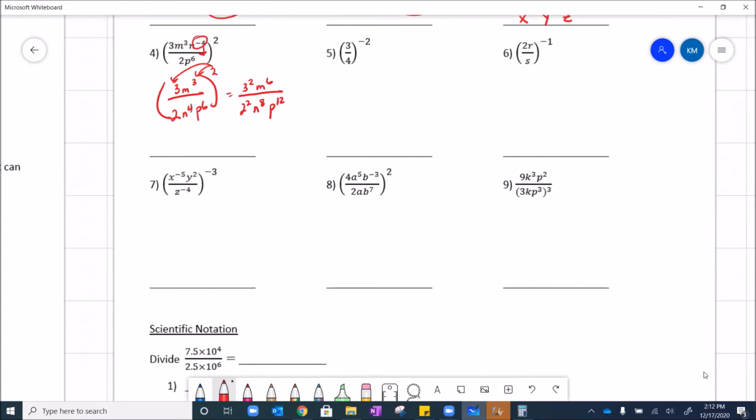And then I simplify. 3 squared is 9. M to the 6th over 4 n to the 8th p to the 12th.